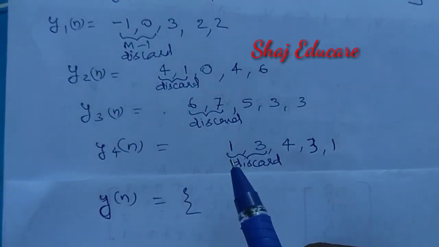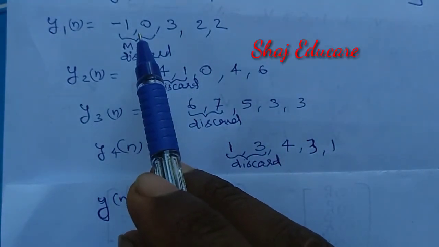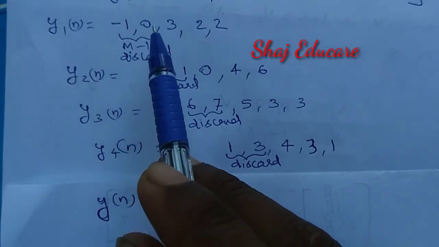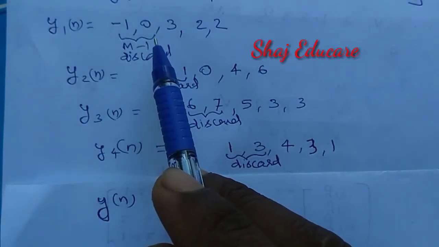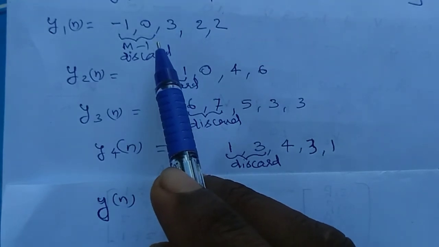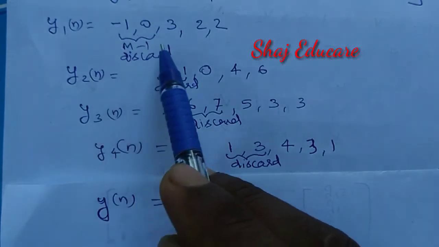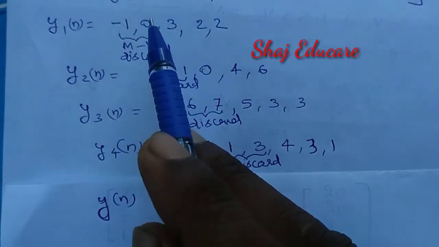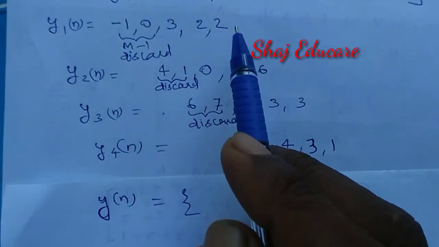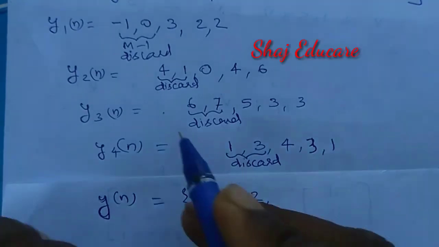For that purpose, we have to discard the first m minus 1 elements from y1 of n. M in the sense m equal to 3. 3 minus 1 means 2. So let us discard the first two elements from y1 of n and write the remaining elements only. That means 3, 2 and 2.